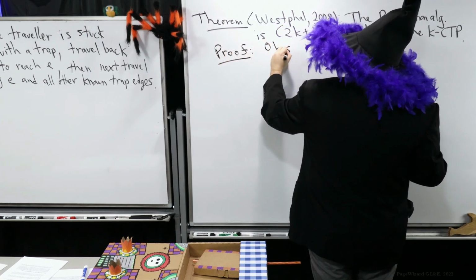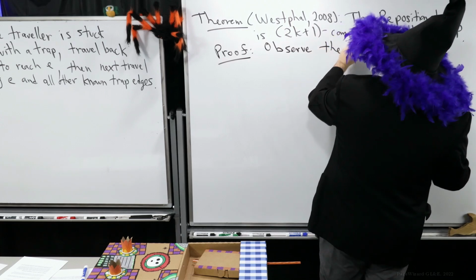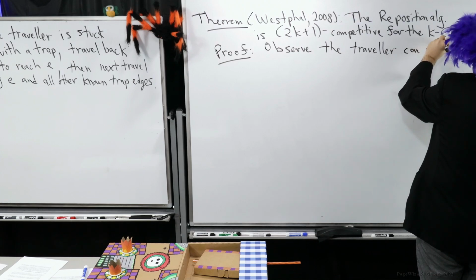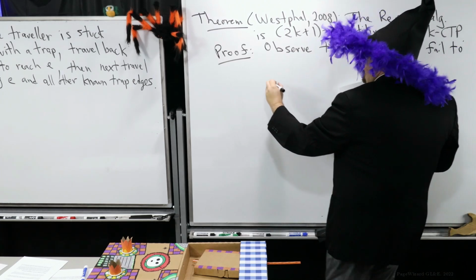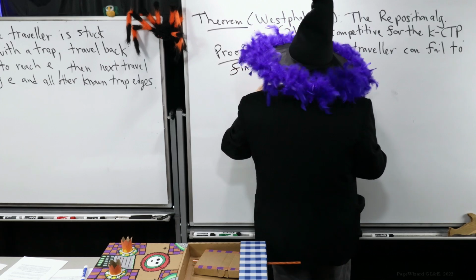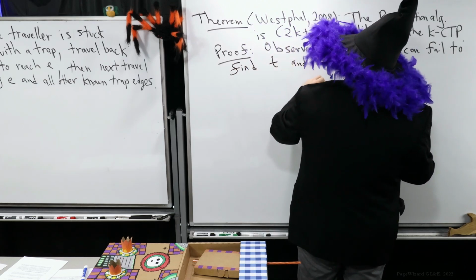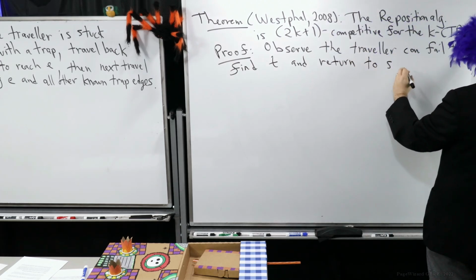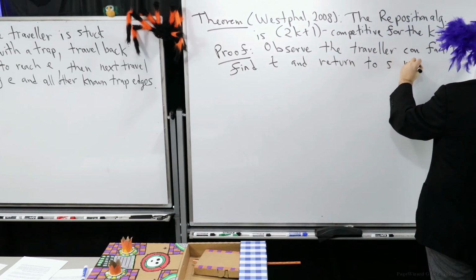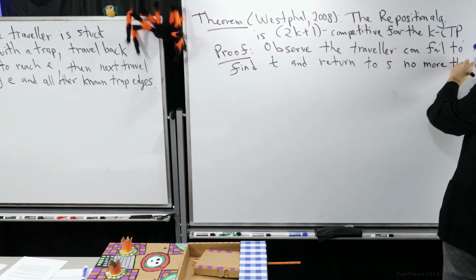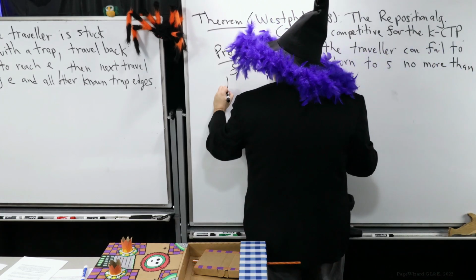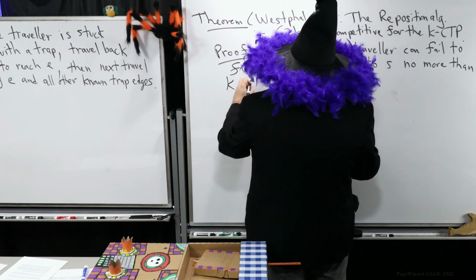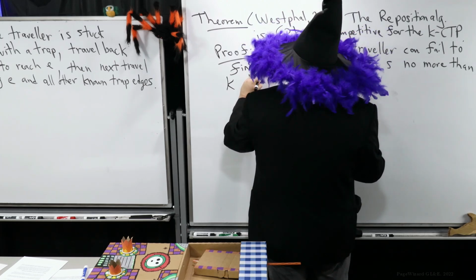So observe the traveler can fail to find T and return to S no more than k times, right? Because there's k trap edges that you could potentially run into. You could discover them but never traverse over them, but this is the upper bound on that. No more than k times.